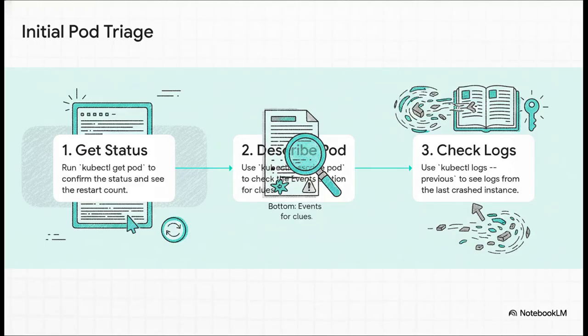For anyone who lives and breathes Kubernetes, this is just pure muscle memory. It's a three-step dance. First, kubectl get pod. This just confirms what we already know, and importantly, shows us the restart count. If that number is high, yep, it's a crash loop. Second, kubectl describe pod. This command is an absolute goldmine. We're hunting for clues in the events section. And third, kubectl logs --previous. That little --previous flag, that is the magic key. It lets us see the logs from the container's very last run, right before it died.